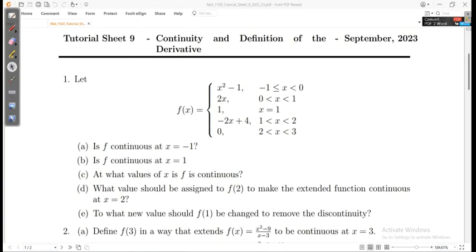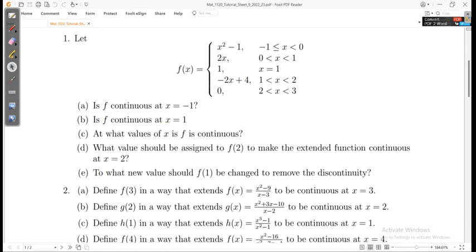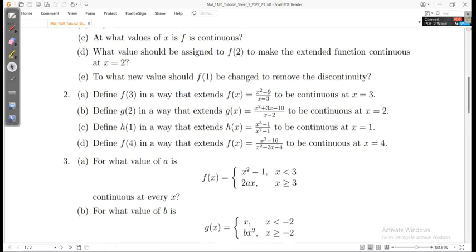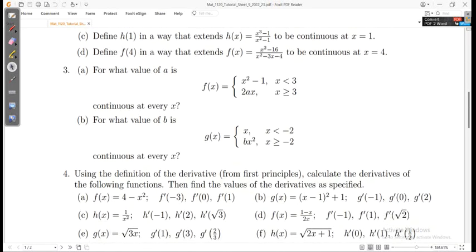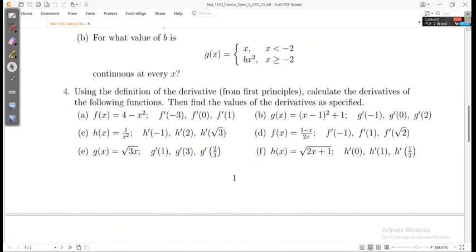Okay, so we've got the calculus tutorial sheet that we just want to answer. It's focusing on continuity, the definition of limits, or specifically the definition of derivatives. If we check the first one, this piecewise function, we're trying to focus on the aspect of continuity. As you can see, most of the questions are asking about that.